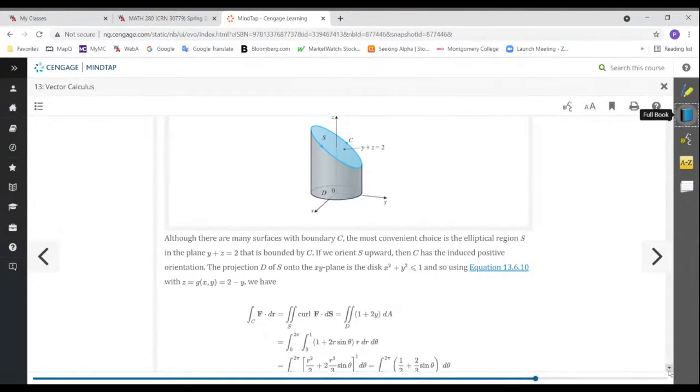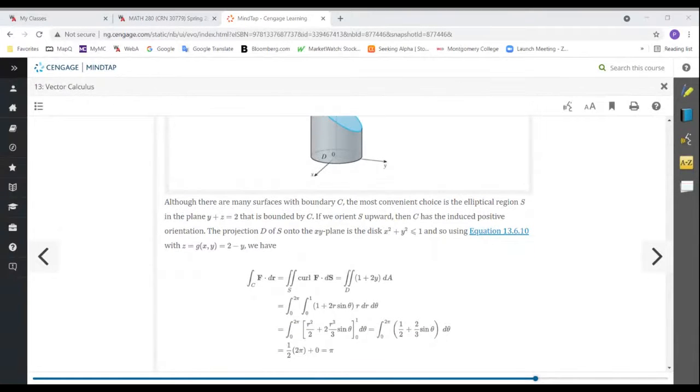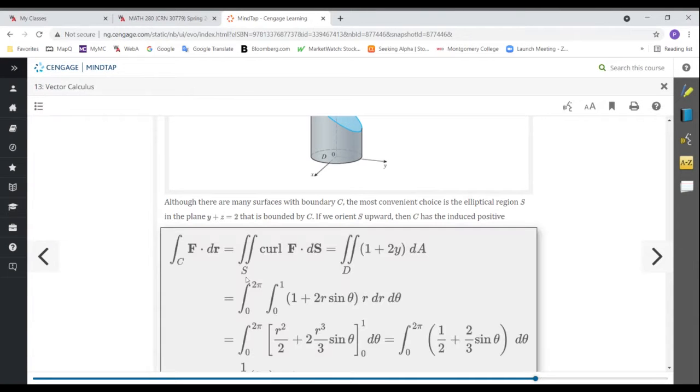Okay, so here then, they get, hold on. There's the double integral of 1 plus 2y dA. And it looks like they're going to use polar coordinates. They're going to use polar coordinates to compute this flux.